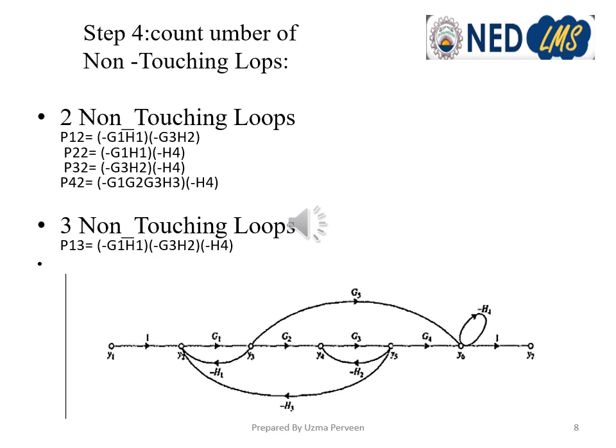So we have four combinations of two non-touching loops, and there is one combination of three non-touching loops, which is loop 1, loop 2 and loop 4. That is the product of the loop gains of these three loops. P13 is minus G1H1 multiplied by minus G3H2 multiplied by minus H4. So we have four combinations of two non-touching loops and one combination of three non-touching loops.